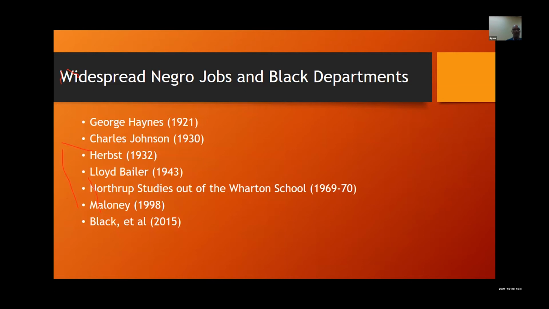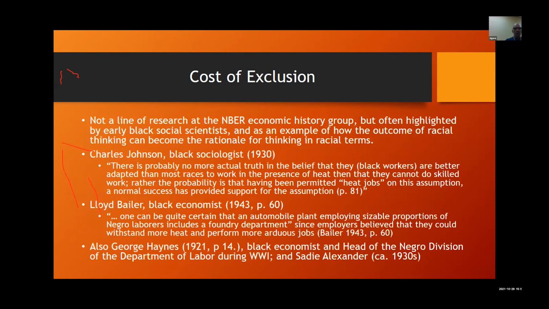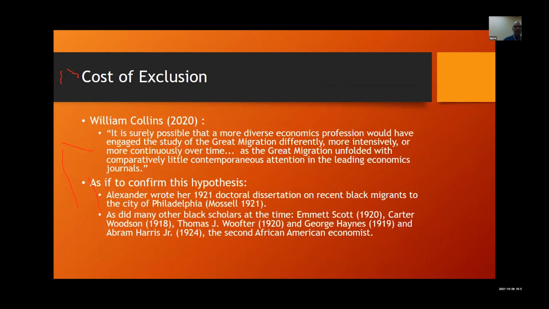There are lots of studies confirming that, and lots of studies confirming that this pattern persists, even after the civil rights legislation. Cost of exclusion, this research is not being done at NBER. It's not part of that economic history group at NBER, but it was often centrally highlighted by early Black social scientists, and in fact highlighted as a process that reproduced racism. Okay? And the ghetto, making it a ghetto, at least I got through some of it.